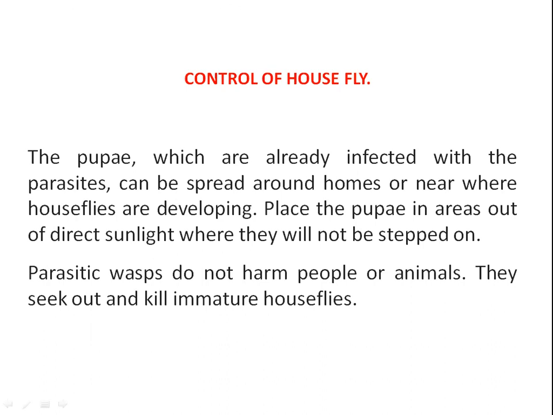The parasitic wasps do not harm the people or the animals. We use them as a biological weapon in order to control the housefly population. They seek out and kill the immature houseflies, which are present in different stages of development. That is, the maggots and the pupae are killed or eaten up by the parasitic wasps, so that the adult fly population will be controlled.